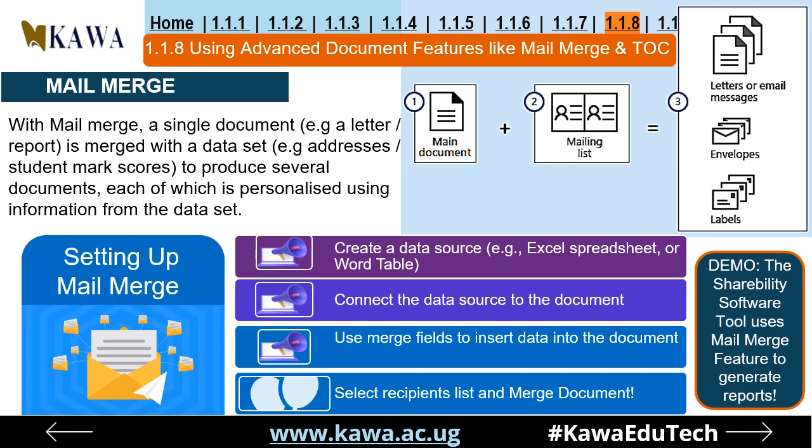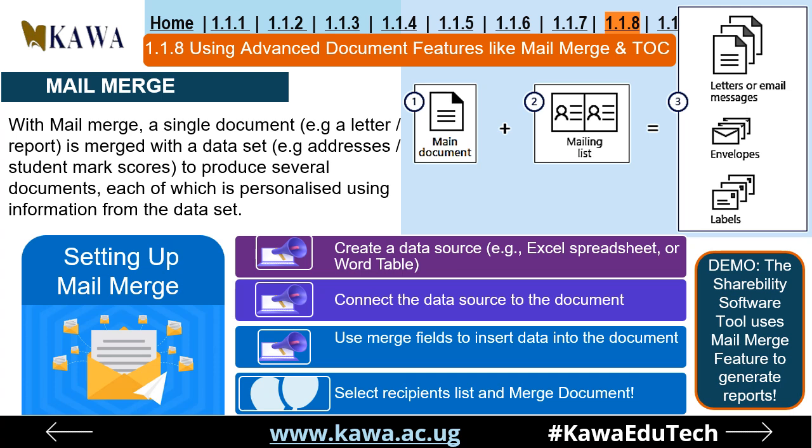Moving further, we'll look at mail merge, using advanced document features like mail merge and TOC. So with mail merge, a single document, e.g. a letter, is merged with data sets, e.g. addresses, student marks, scores, to produce several documents, each of which is personalized using information.